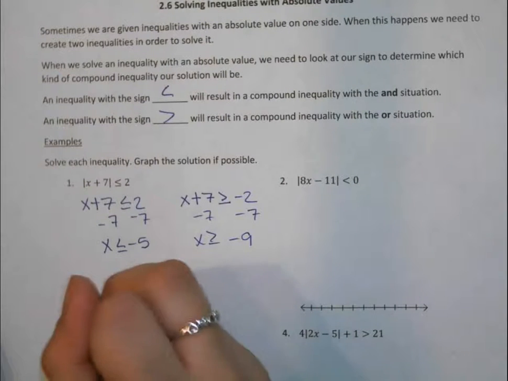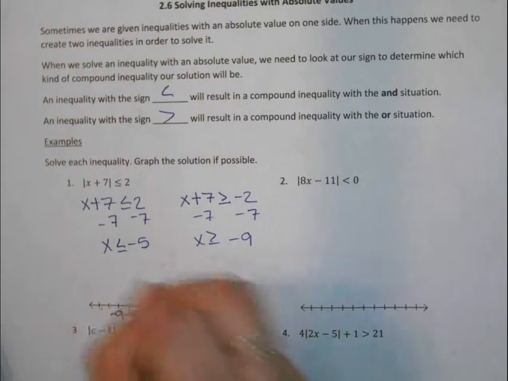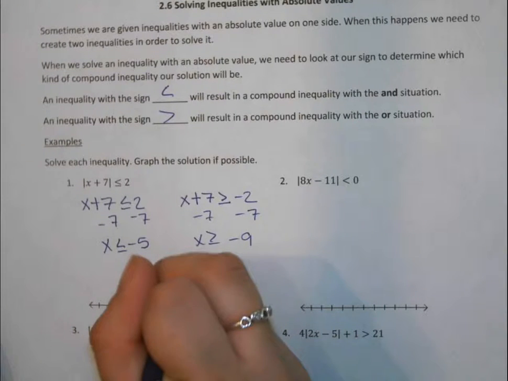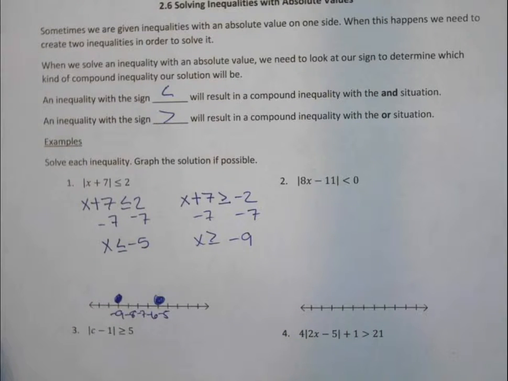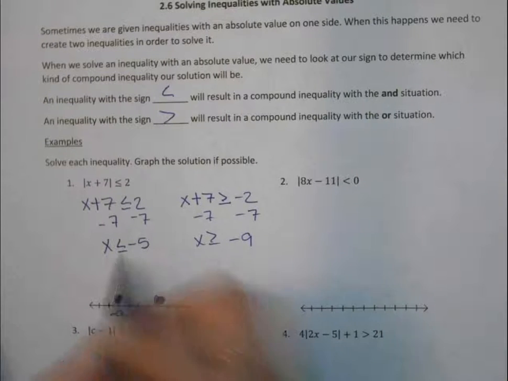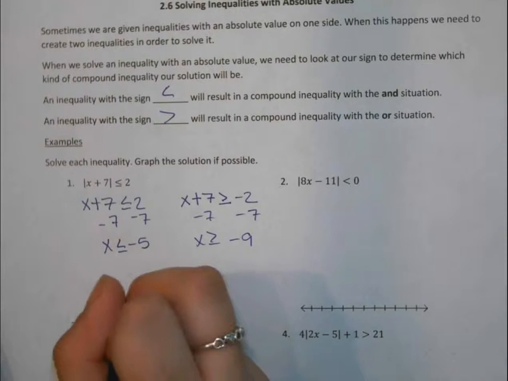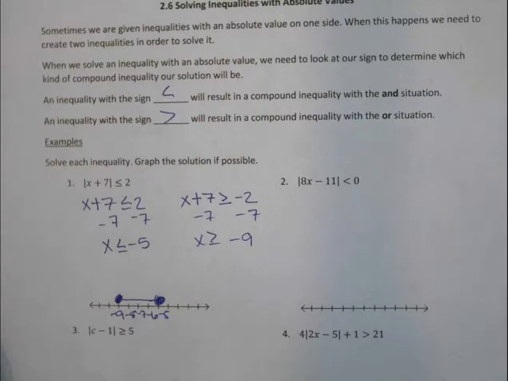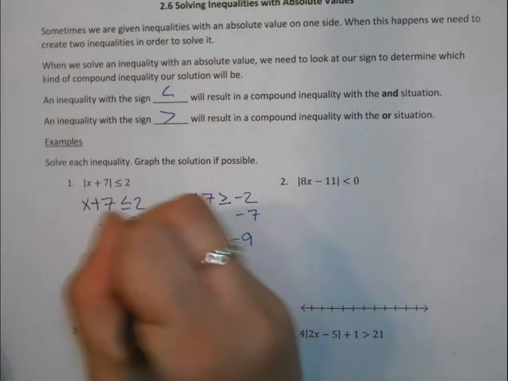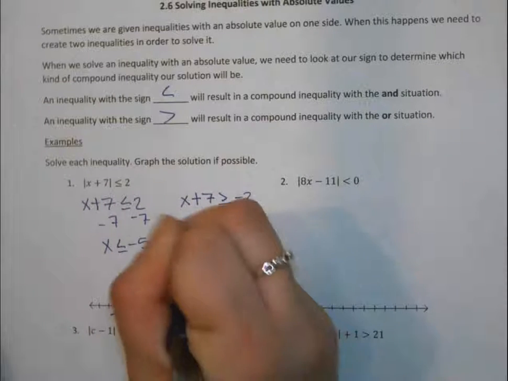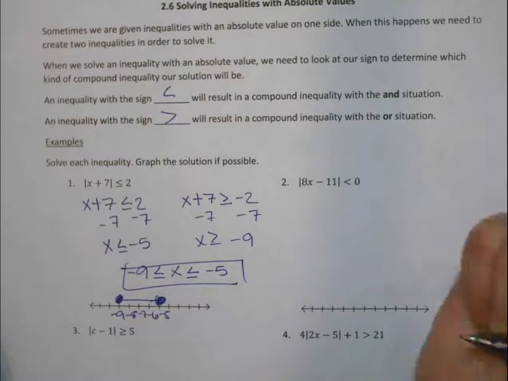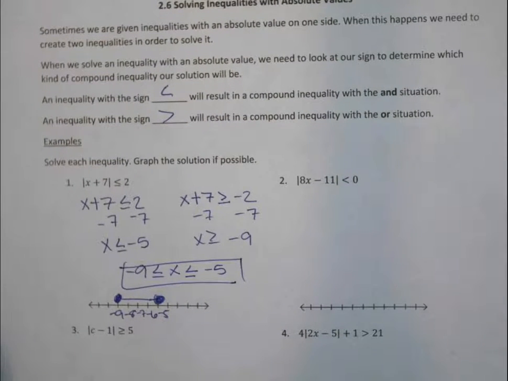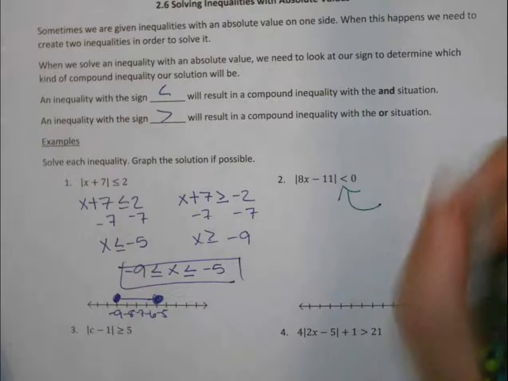So I'm going to go ahead and plot these. Negative 9, negative 8. They both get solid circles. When I'm working with inequalities, they will always both have the same symbol. And then I am less than negative 5 and more than negative 9. So when I go to draw those 2 lines, they actually overlap, and it's in between. So when I rewrite this, it's negative 9 is less than or equal to x is less than or equal to negative 5.